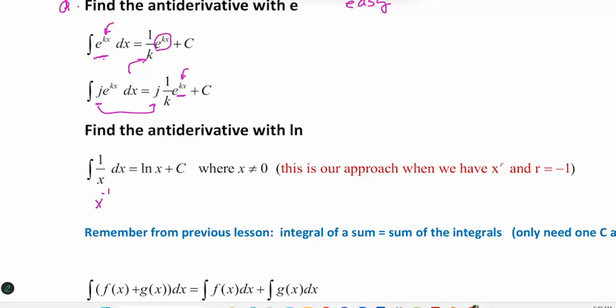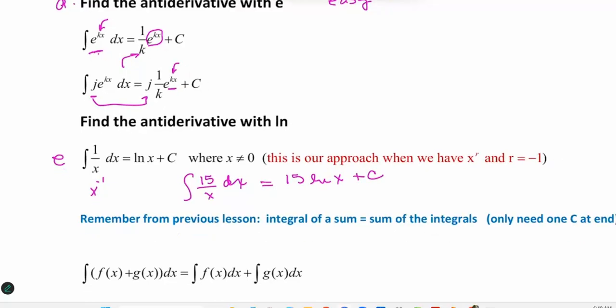What if we had instead, so this is case e, what if we had instead a, I don't know, 15 over x dx? That's going to give us, the 15 is going to come along for the ride, and we're going to get natural log of x plus c. Okay, so that's how you handle it when you have a constant.